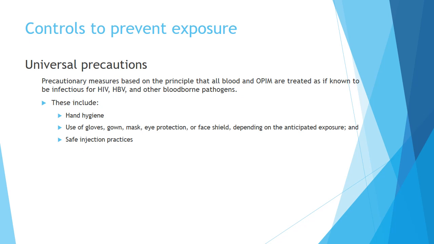Universal precautions. These are precautionary measures based on the principle that all blood and OPIM are treated as if known to be infectious for HIV, HBV, or other bloodborne pathogens. These include hand hygiene, use of gloves, gowns, masks, eye protection, or face shield, depending on the anticipated exposure, and safe injection practices.